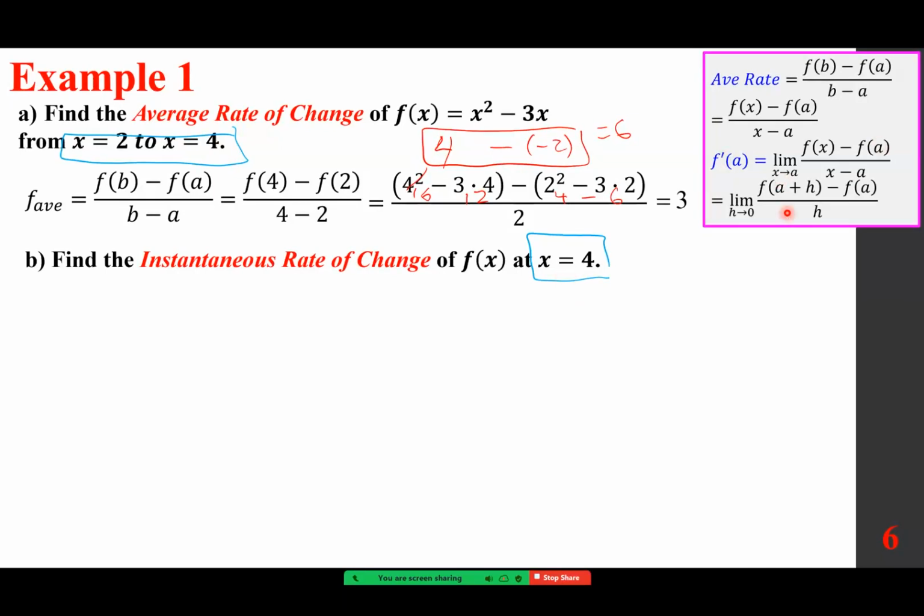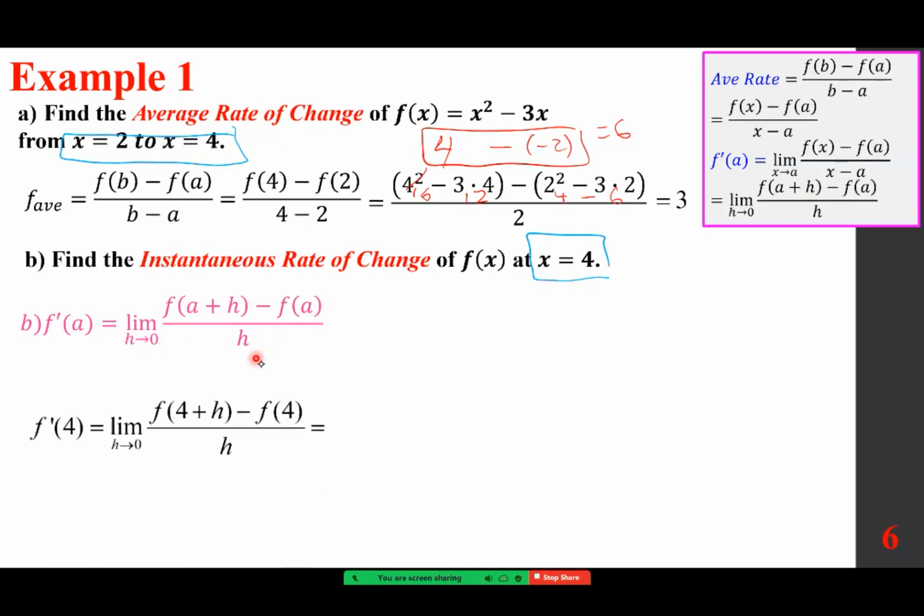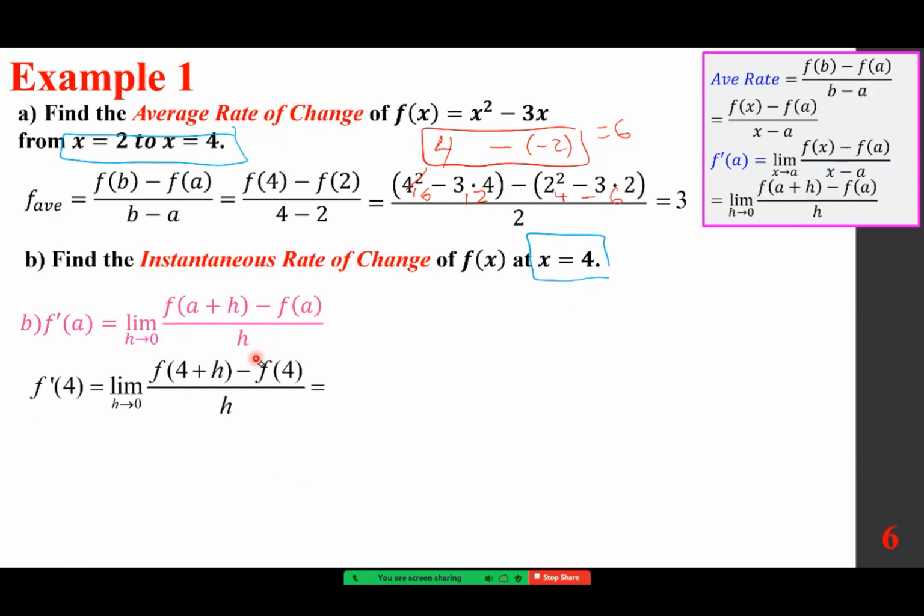So we can use one of those formulas. In fact, for practice, I'm going to use both of them. So I'm going to start with this one, and a is 4. So I'm going to replace the a with 4. So f prime of 4 is the limit as h approaches 0 of f of 4 plus h minus f of 4 over h. Replace the a with 4.